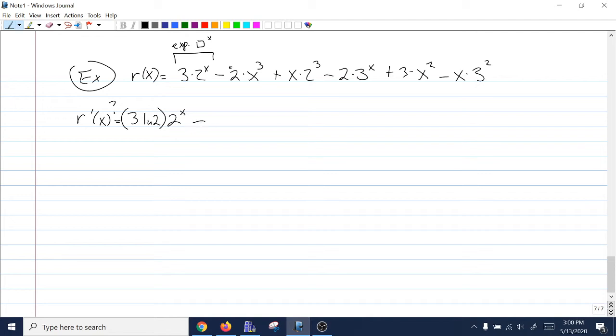Minus, what's the derivative of 2 times x cubed? This is x to the stuff. This is the power rule. This is not the new one, this is the old one. The exponent falls out front. 3 times 2 is 6, x to the 2.